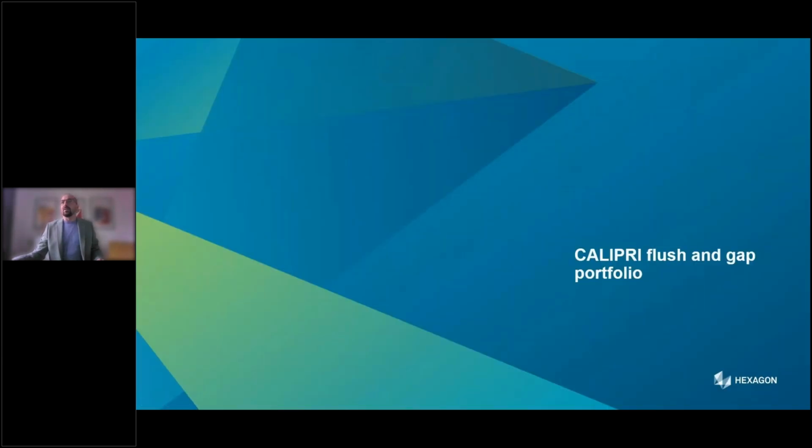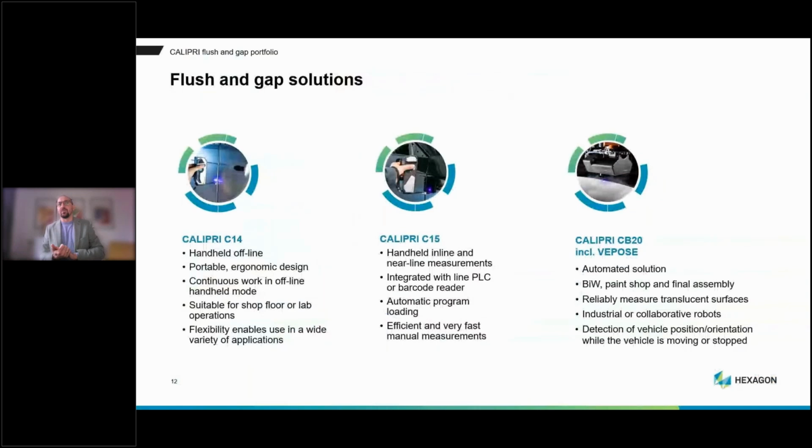So what does our portfolio look like? I gave you a quick overview. As I already said, we want to concentrate on the CB20 solutions today. Just to give you a bit more insight on what we're actually offering, we are offering different solutions, starting with the CALIPRI C14, which is a handheld, offline, portable solution, with an ergonomic design for continuous work in offline applications. So it's suitable for shop floor and lab operations, but it's very flexible as it's a tablet connected to a sensor. We can go around everywhere we want to.